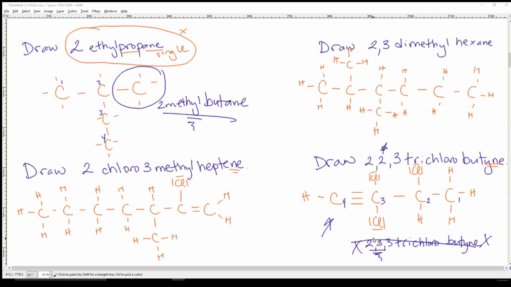All right, so there's your practice for simple groups. We're going to move into functional groups next time.